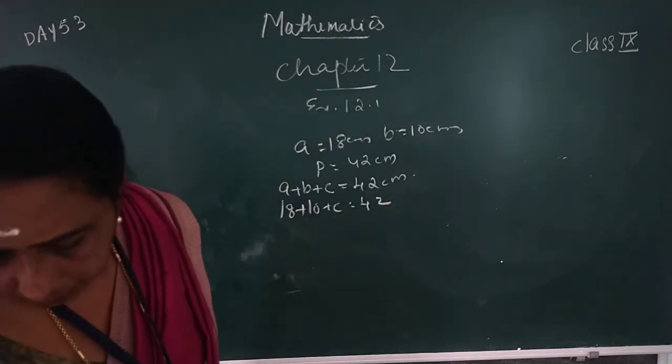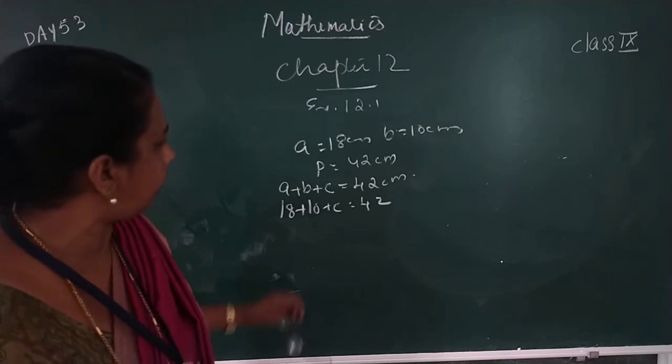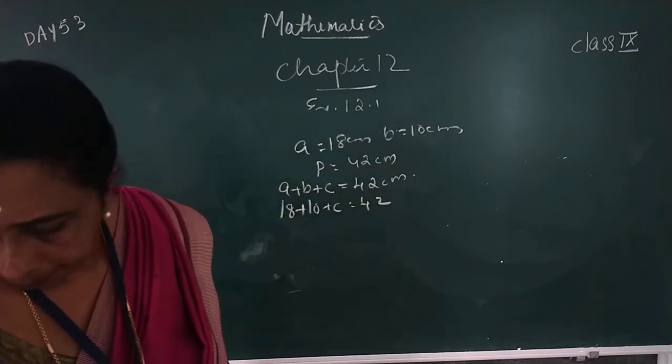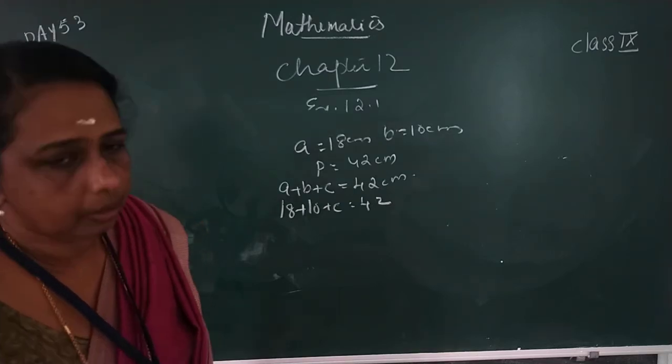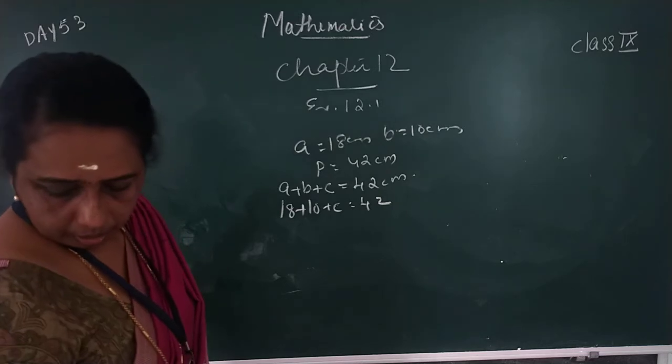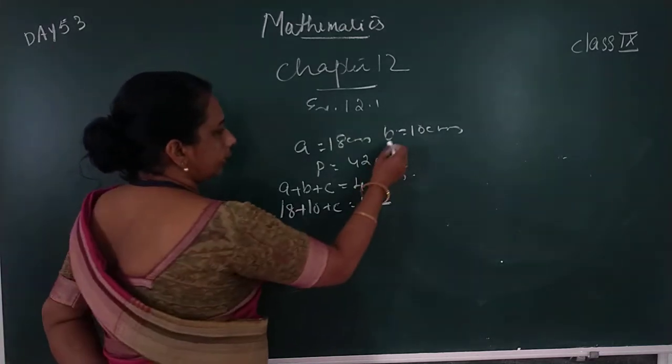Okay, question one more time. Find the area of a triangle. Two sides of which are given, 18 and 10 cm, and the perimeter is given, 42 cm. Then find out the area of the given triangle using Heron's formula. So we want the third side.